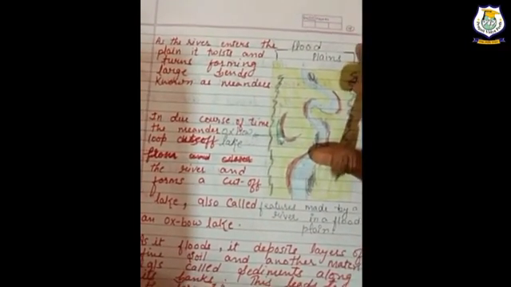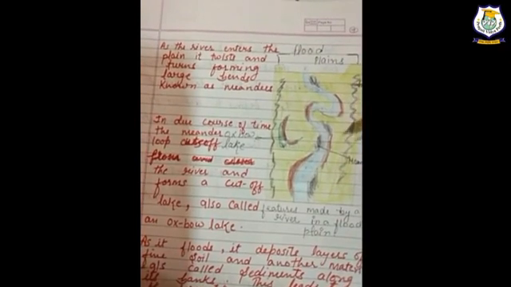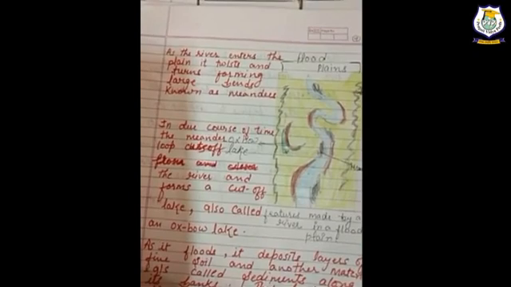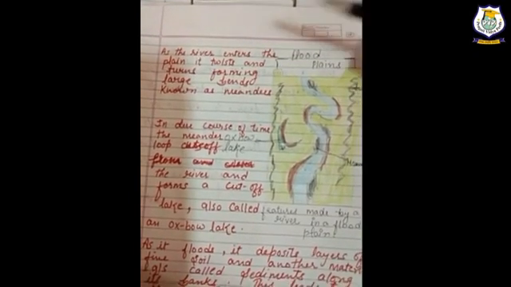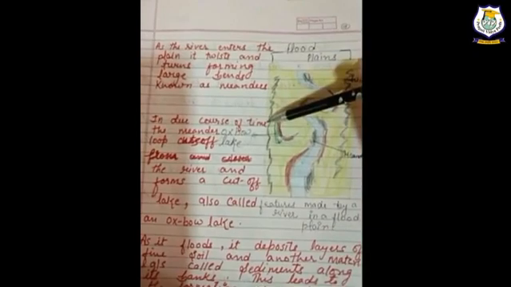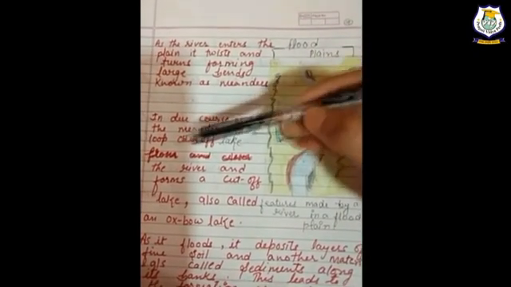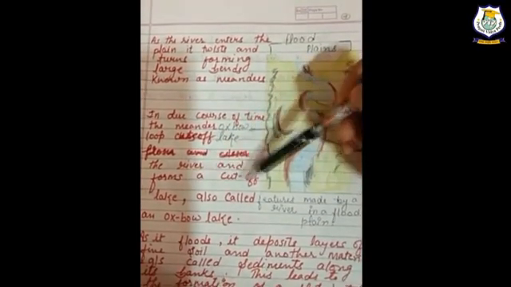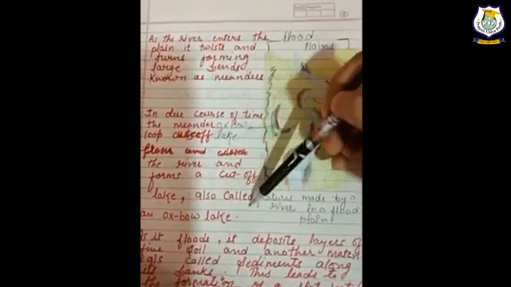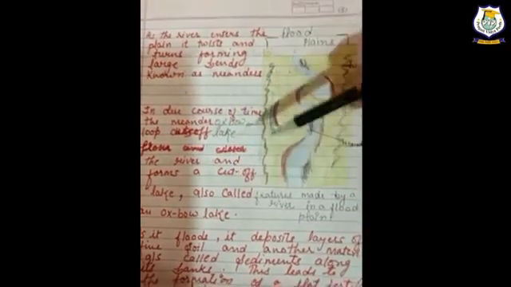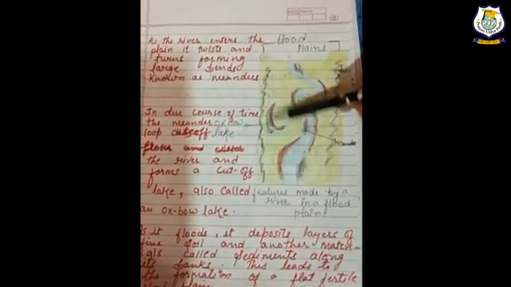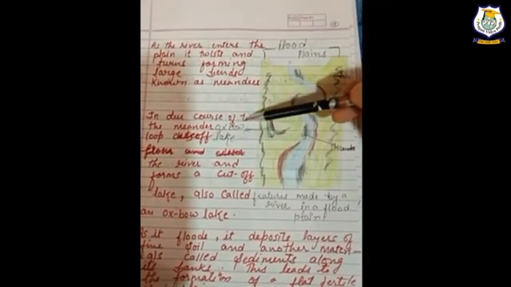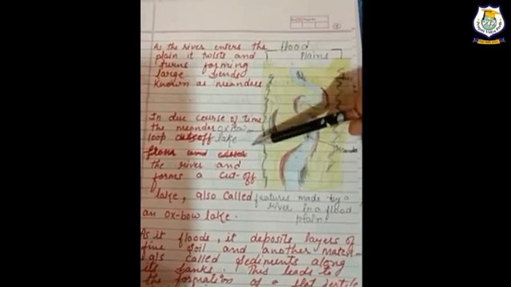Due to continuous erosion and deposition along the sides of the meanders, the ends of the meander loop come closer and closer. In due course of time, the meander loop cuts off from the river and forms a cut-off lake, also called an oxbow lake. This is why it is called the oxbow lake.